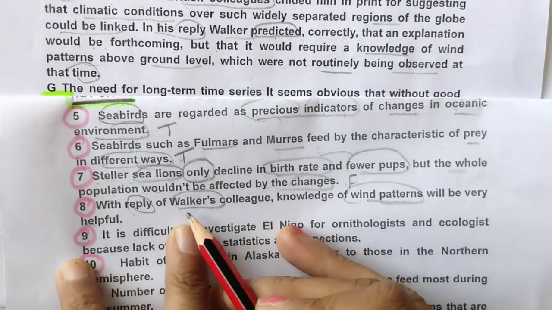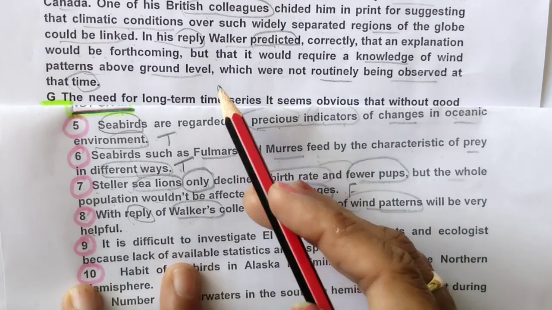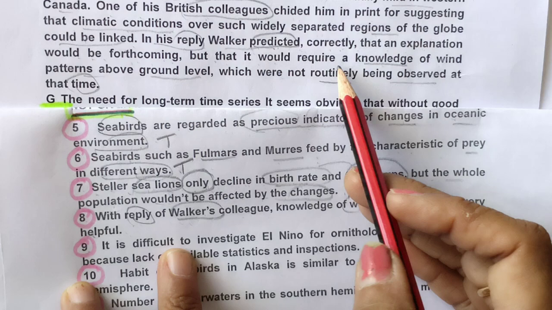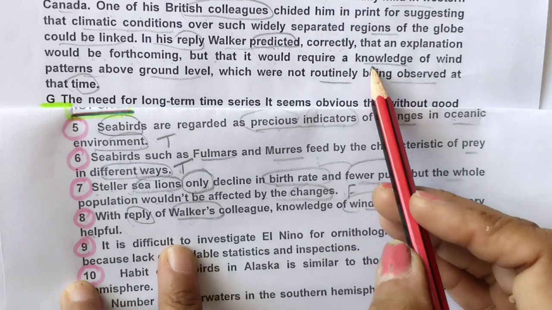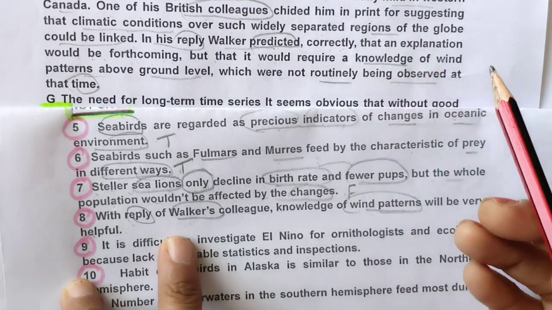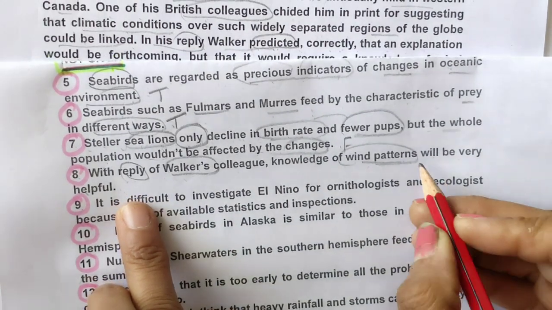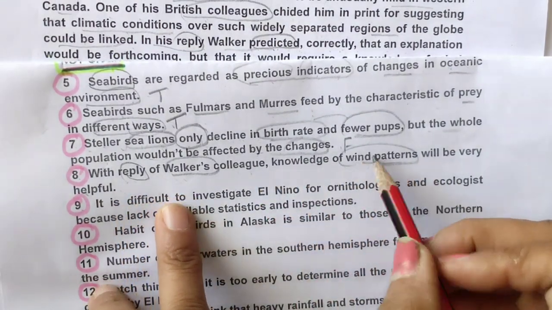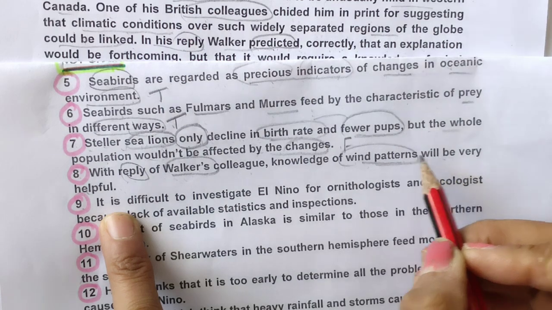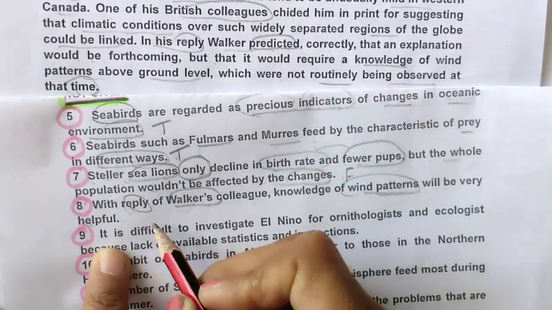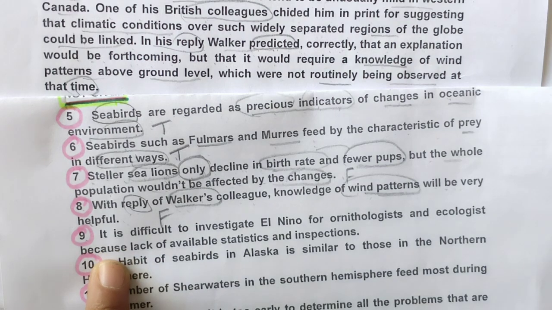So read it again here. When Walker predicted, here he is saying before that we need knowledge of wind. It means they don't know whether it is helpful or not. He has not said anything about it being helpful. He is just saying to get knowledge of wind. So it means it is false.